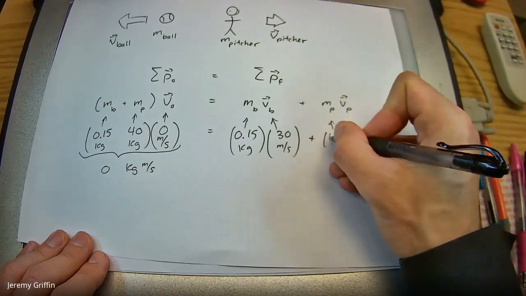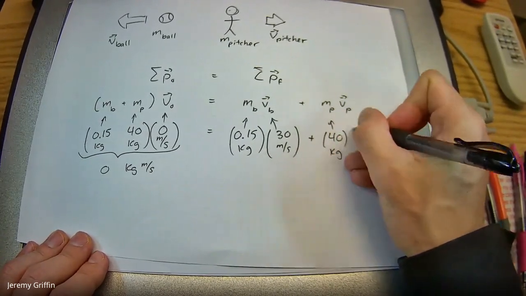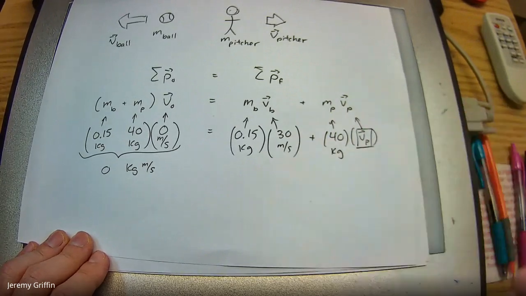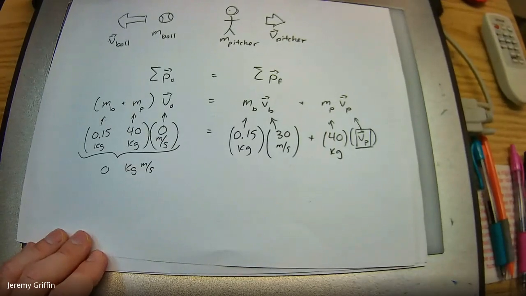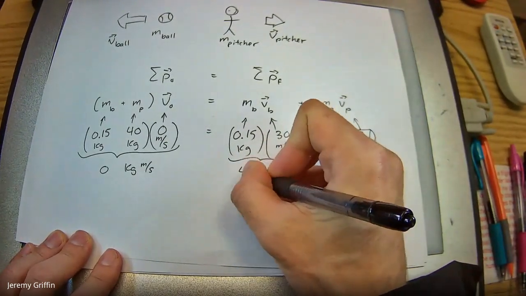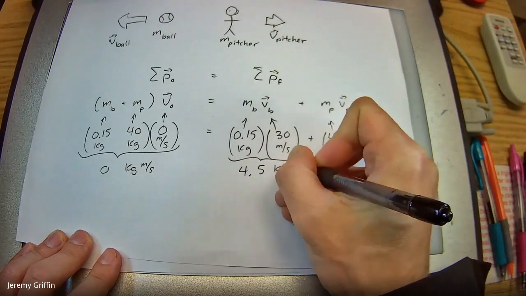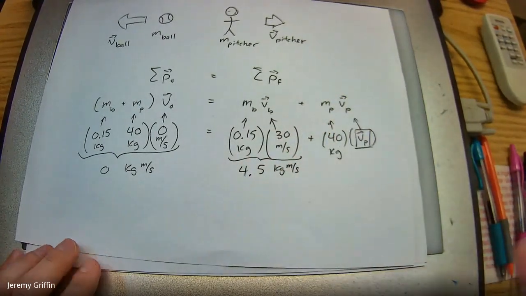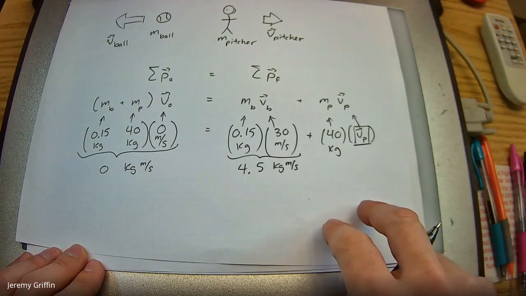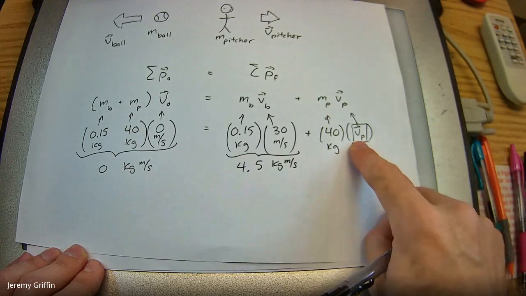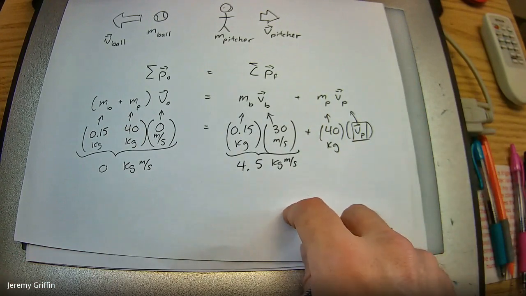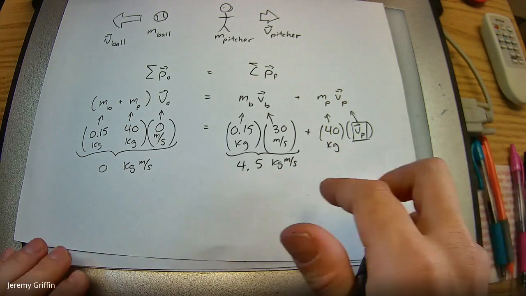Her mass shows up again, 40 kg. And here's what we've been trying to figure out. How fast is she going to move back towards second base? So all this comes out to 4.5 kilogram meter per second. Subtract that over. One more thing. It looks like her velocity is going to come out negative. I guess that's okay. I wanted to throw a negative somewhere, but let's do it.